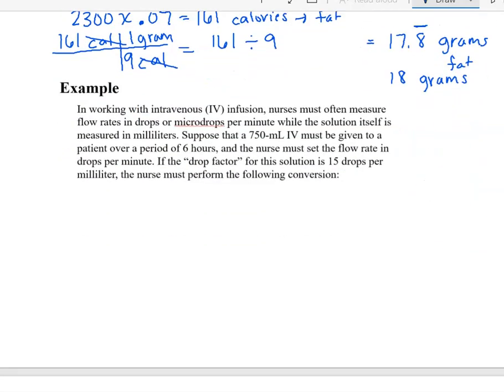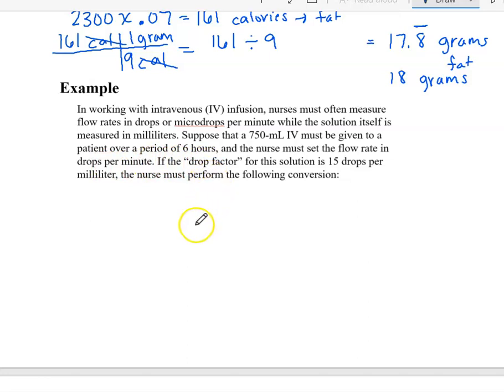In working with intravenous infusions, nurses often measure flow rates in drops or micro drops per minute while the solution itself is measured in milliliters. Suppose you've got a 750 milliliter IV and it must be given to the patient over a period of 6 hours. So this 750 has to be given over 6 hours. And the nurse must set the flow rate in drops per minute. So that's called the drop factor. For this solution, this drop factor is 15 drops per milliliter.